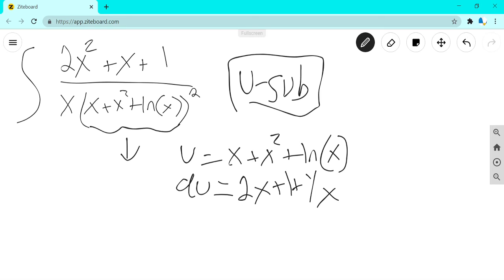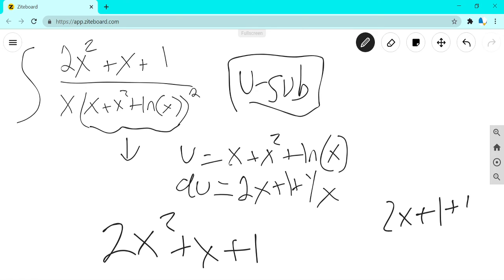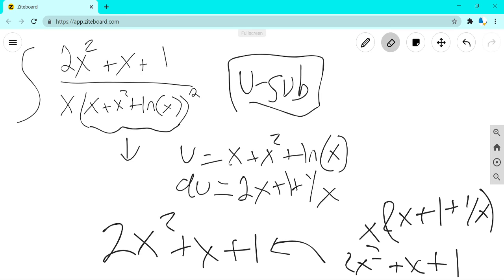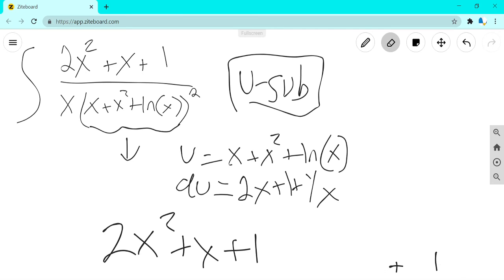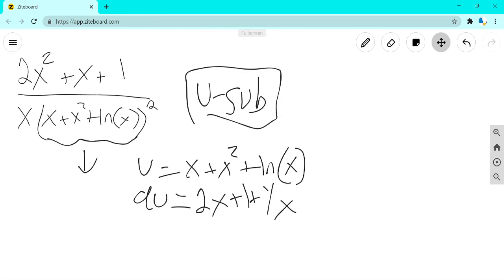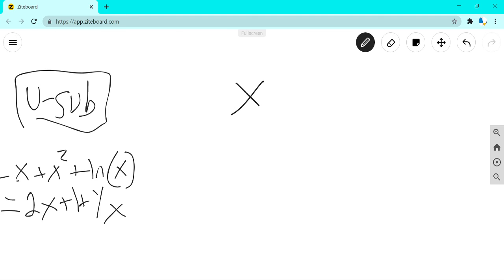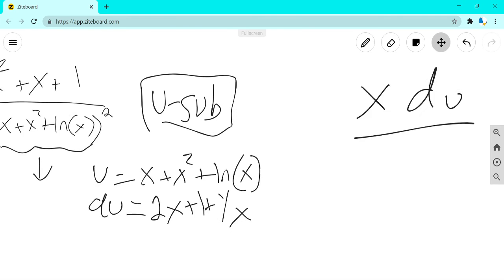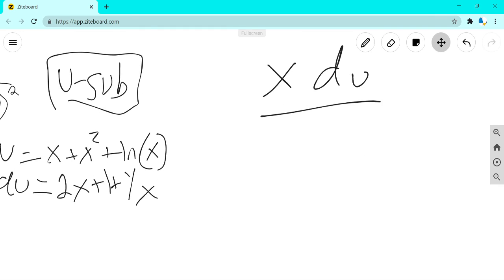Well, if du is equal to 2x + 1/x, how does this even relate to the top? The top is 2x² + x + 1. You may not know this, but if you multiply this whole expression of du by x, it becomes 2x² + x + 1. So the numerator is just x times du. So it's going to be x times du over, remember we still have an x there, x times u squared.